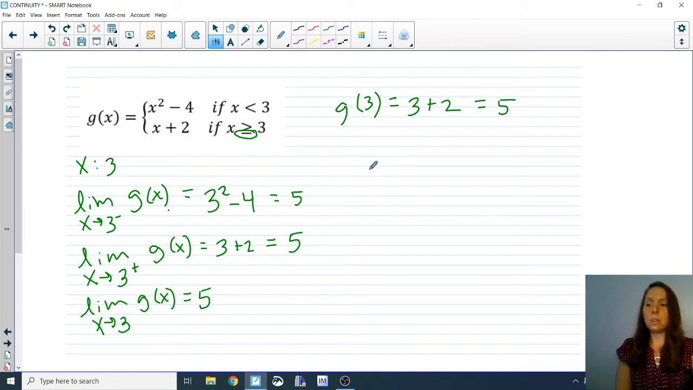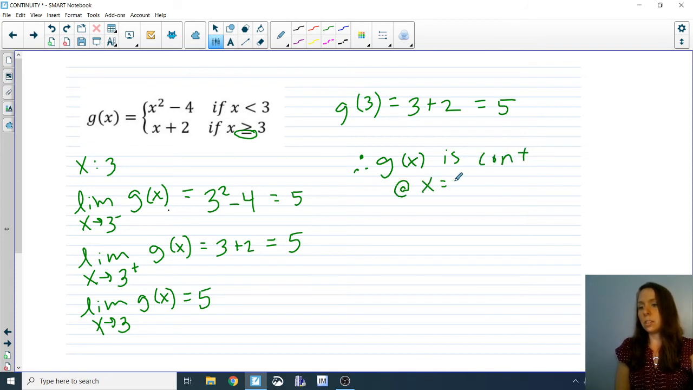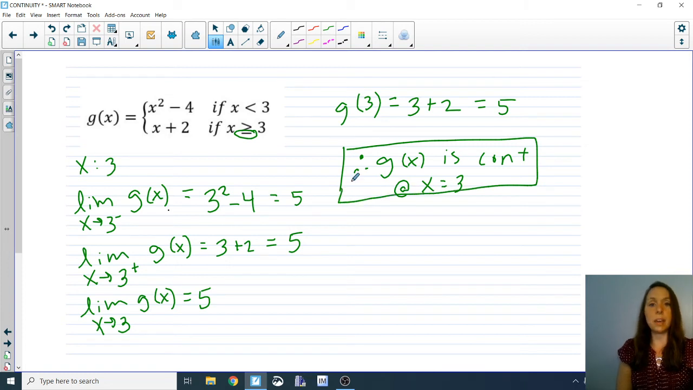And so what I'm showing you here with this example is actually one where our function is continuous at the point that we were considering, which was x equals 3. Now, since it's continuous there, we can say that it is continuous everywhere because the domains of our pieces are all real numbers. There's no other points that could possibly be discontinuities.